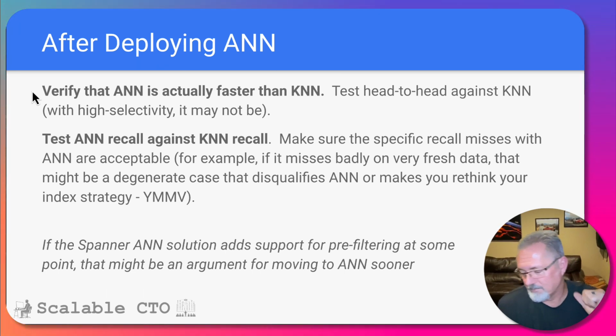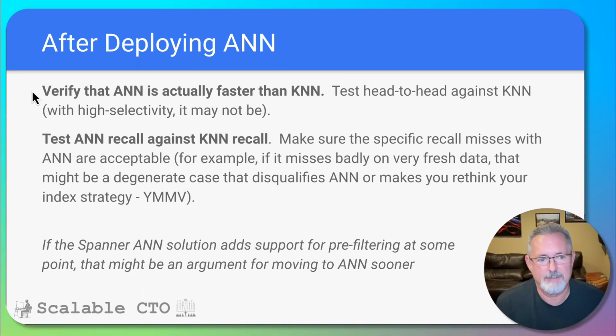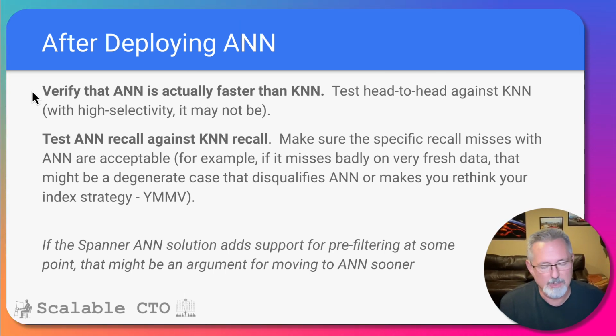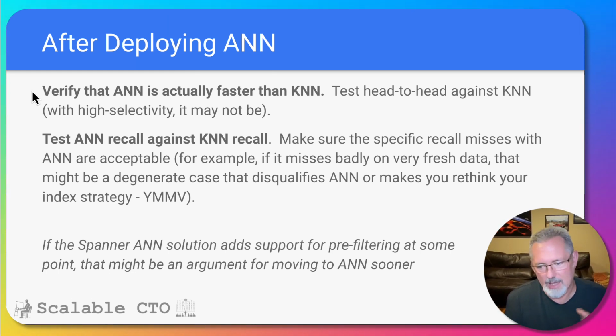Because here's the thing. It's very difficult to understand from the math, like with anything to do with machine learning, how these things work. So we know the recall for ANN is not perfect, but we don't know how imperfect it is. We kind of do. They have some formulas that you can sort of tune to determine how much recall is acceptable and what you're willing to do about it. But even within that, understanding what the recall misses are going to be is hard to predict. So if you always had recall problems on new data, for example, that could be pretty bad. That could be a degenerate use case that disqualified it.